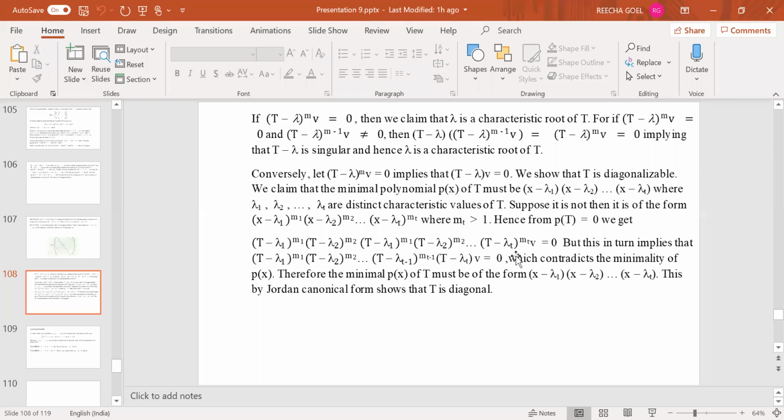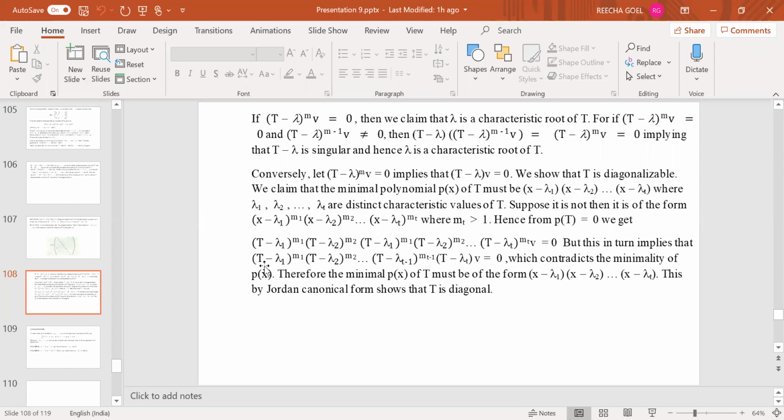That (T minus lambda t) raised to the power mt of v equal to 0. This implies (T minus lambda t) of v should be equal to 0, because it is given to us: (T minus lambda) raised to the power m of v equal to 0 implies (T minus lambda) of v equal to 0. Okay, so instead of this, you have got only a linear factor.